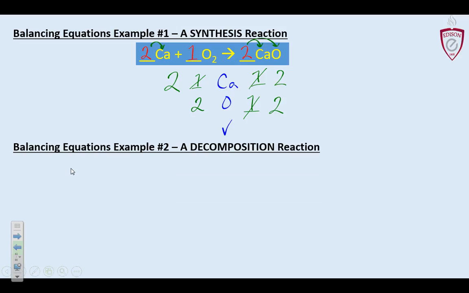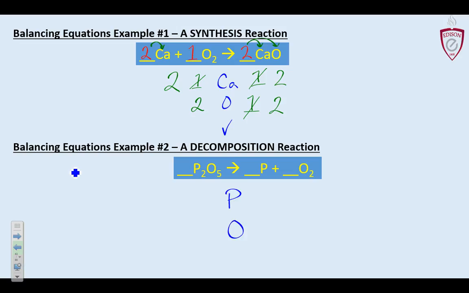All right, cool. My turn. I'm going to start out again by listing my elements. Diphosphorus pentoxide. I see phosphorus on the left and oxygen, and again on the right, that's all I see: phosphorus and oxygen.